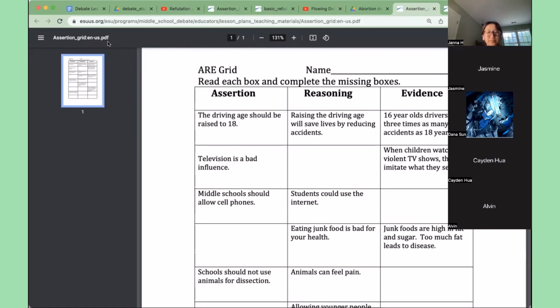Oh, Crystal, that's a good general statement, but it doesn't really explain in depth how the evidence is linked to the claim. You definitely could use that, but maybe add a little more explanation, like after watching violent TV shows, it may lead children to be more violent, just a little more exposition to your reasoning. But yeah, that definitely could work.